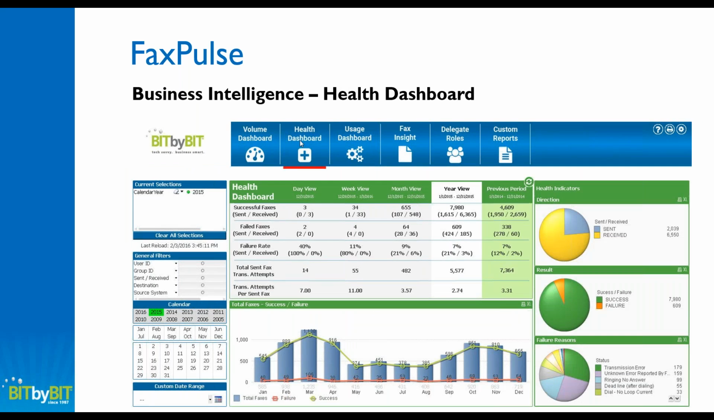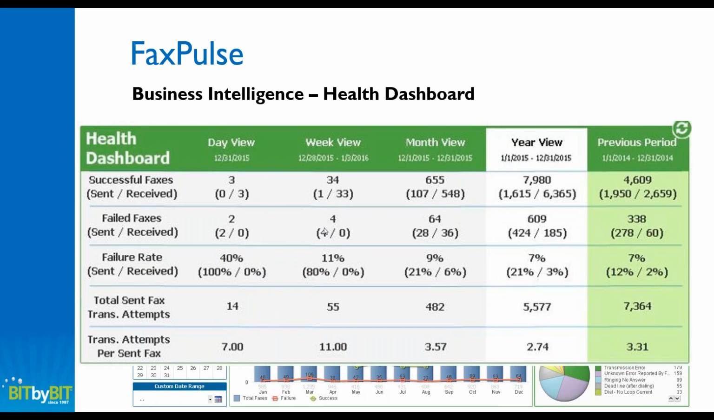Moving over to the health dashboard. The Health tab shows information on successful and failed faxes. Let's take a closer look there. Now, bear in mind, this is a test or lab server we're looking at, but in this case for the day, there were 3 successful faxes and 2 failed ones, so the failure rate is 40%. The number of transmission attempts per, and again, you can see this for the year, month, week, or day.